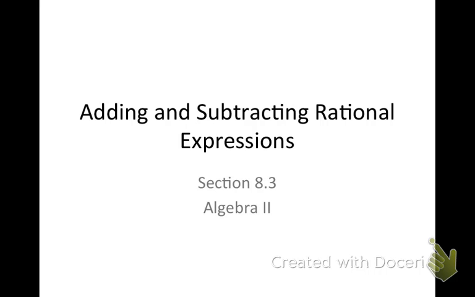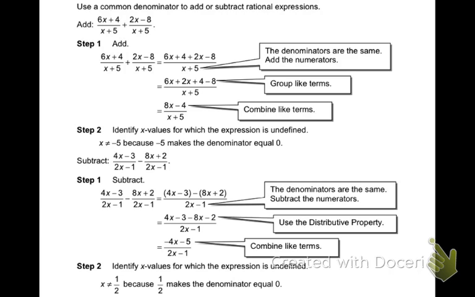So section 8.3, adding and subtracting rational expressions. Use a common denominator to add or subtract rational expressions. So rational expressions, again, look something like this up top here. Now notice that both the denominators are the same. So because the denominators are the same, I can combine my numerators, and put them over top of one denominator. And now that they are over top of one denominator, I look to combine like terms.